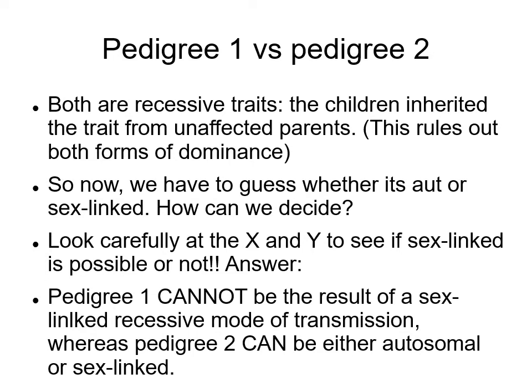So I just wrote all this. You have to look in pedigree 1 versus 2, look at the X and Y and see if the pattern of transmission of X and Y is consistent or inconsistent with sex-linked recessive. So pedigree 1 cannot be sex-linked recessive because of what I just said, whereas pedigree 2 can be either autosomal or sex-linked. Okay, in that case, we're going to have a more extensive pedigree to be able to decide which is which.